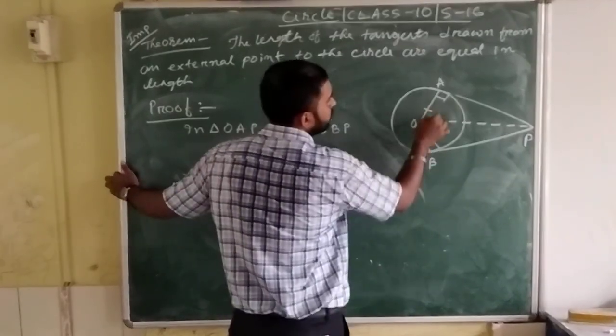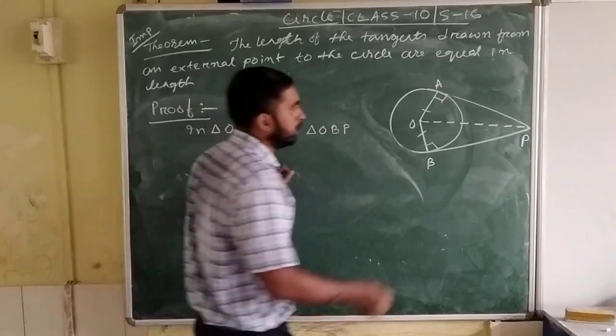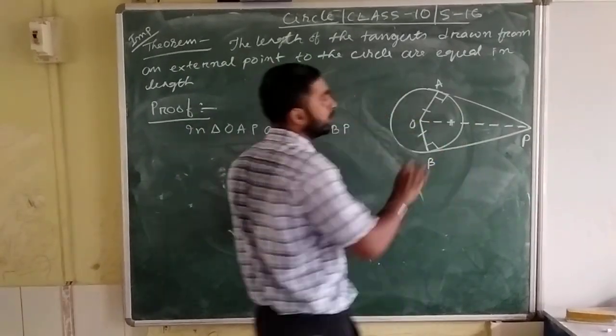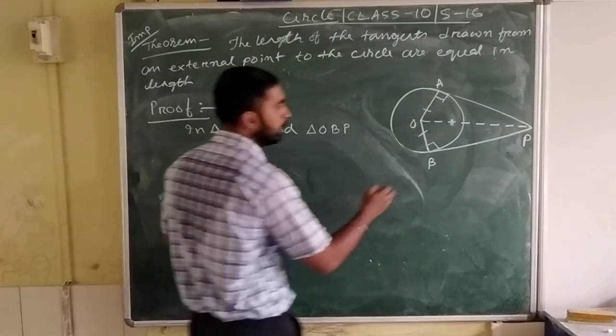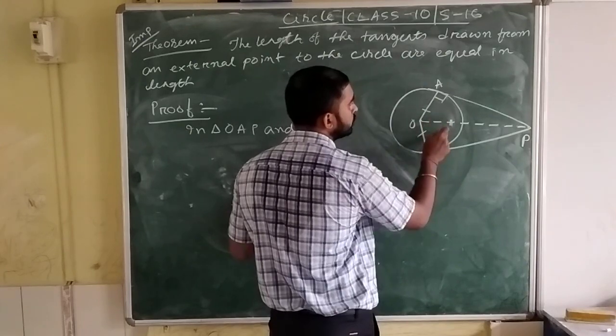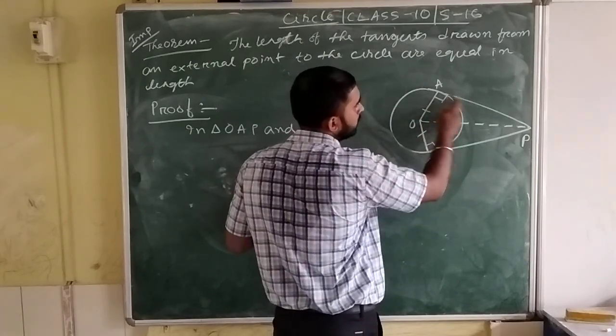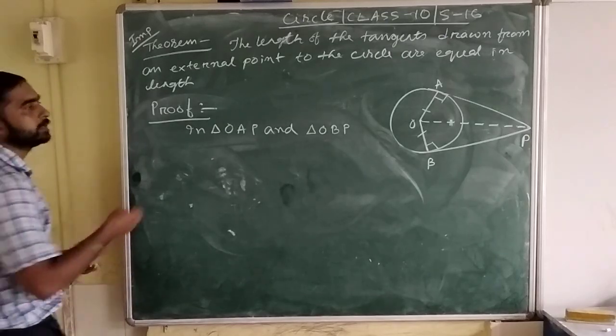see, these angles are 90, yes, these two are equal. Why? Because these are the radius of the same circle. And OP equals OP. OP is the common side in both the triangles. So by right angle hypotenuse side, these two triangles are congruent. Then AP equals PB, by CPCT.